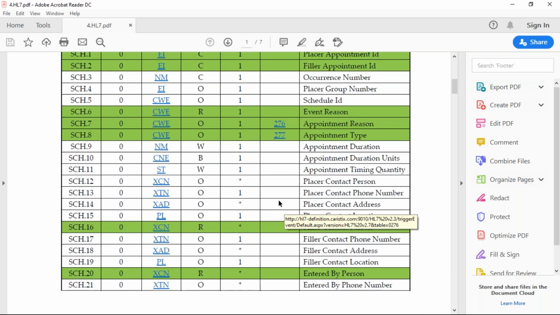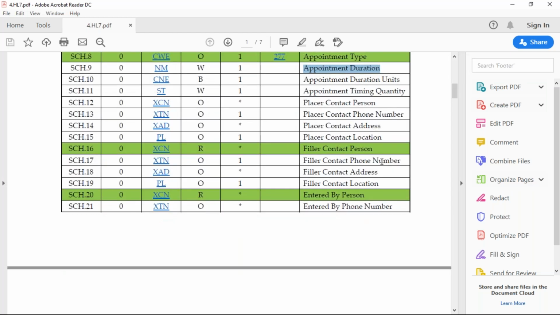And then we have appointment duration in SCH9. For some reason, I forgot to highlight this one, but SCH9 has appointment duration and SCH10 has appointment duration units. So this indicates whether the appointment is for 15 minutes, 10 minutes, 20 minutes, and so on. SCH10 indicates whether the duration specified in SCH9 is in minutes, seconds, or hours.